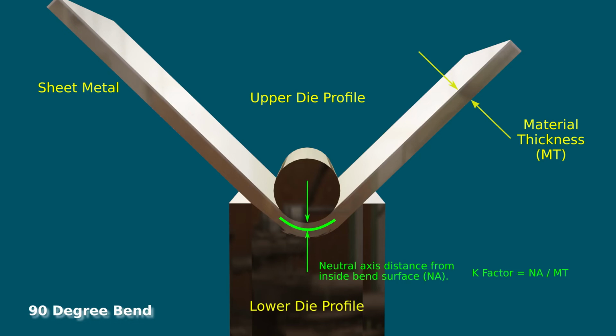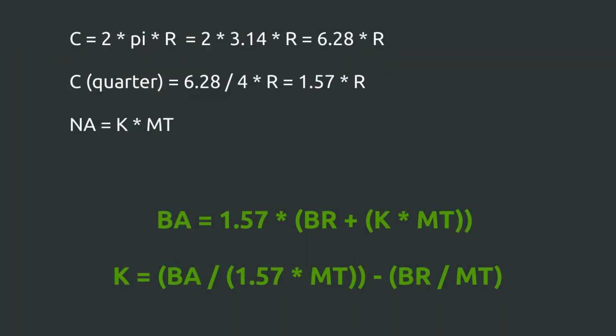The goal is to determine the arc length of the neutral axis, which becomes the bend allowance, BA. This length is the required amount of metal to sweep the bend. How do we find this length? First, we know the circumference of a circle C equals 2 times pi times the radius r, or 6.28 times r. A 90 degree bend uses only 1/4 of this circumference, so we divide 6.28 by 4 to get 1.57 times r for this quarter circle circumference.